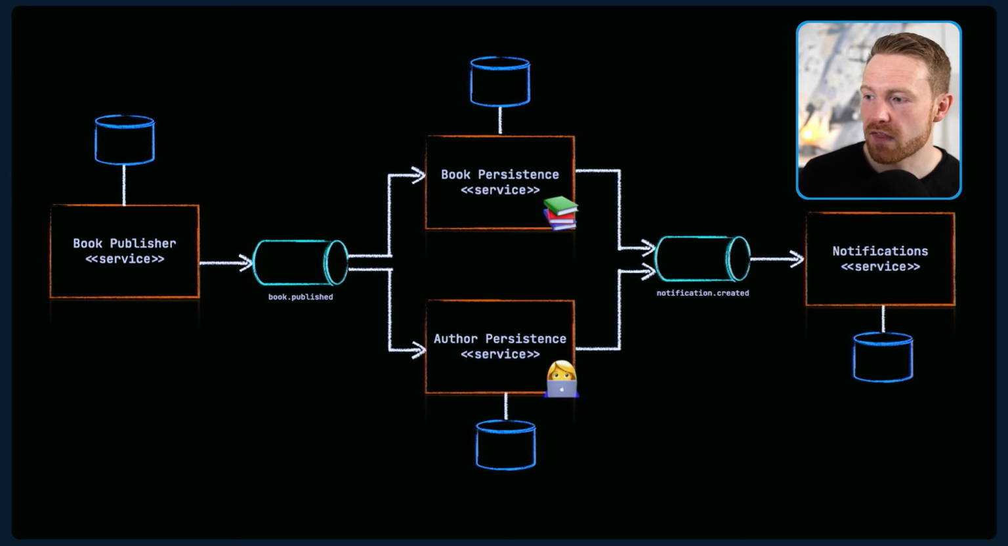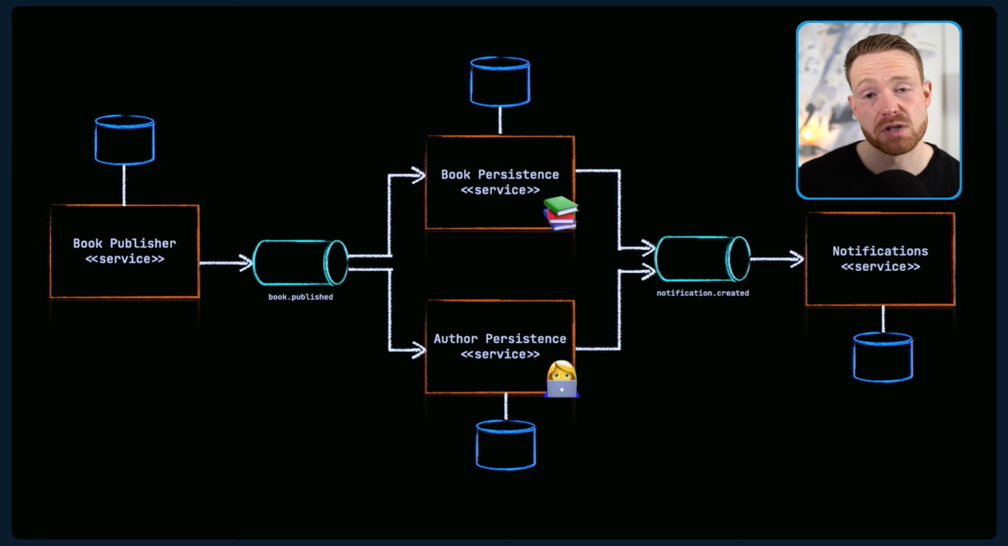And we could do anything with that, but we're going to call that a notification, and we're going to put that onto a Kafka topic called notification.created, which is going to be picked up by the notification service. And it's simply going to save that notification to its own database. For all of these different services, books persistence, author persistence, and notification service, we expose a REST API so we can interrogate the information that's stored in those databases.